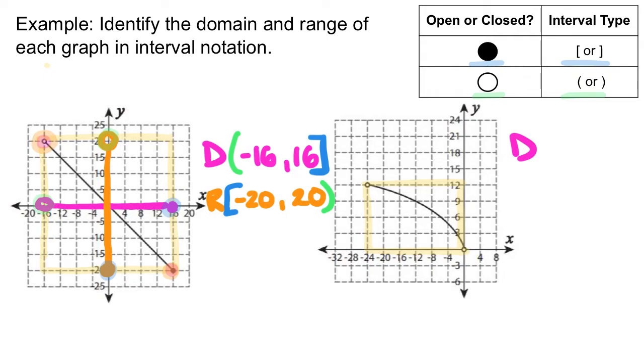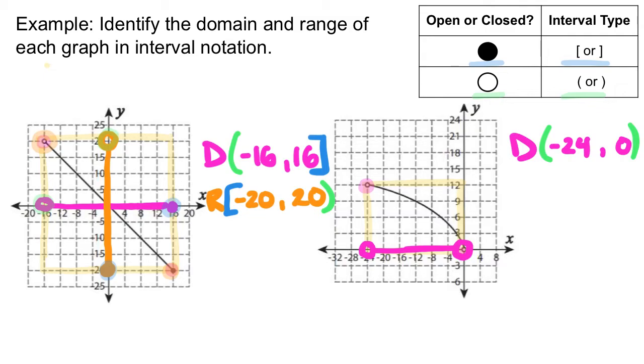So if I look the furthest to the left it stretches is this open circle here. So I can put an open circle, and then the furthest to the right is this open circle right here. So I put an open circle here as well, and it's this area between. So the two numbers I have are negative 24 and 0. And then for my bracket types, since they're both open circles, they would both have a parentheses around them.